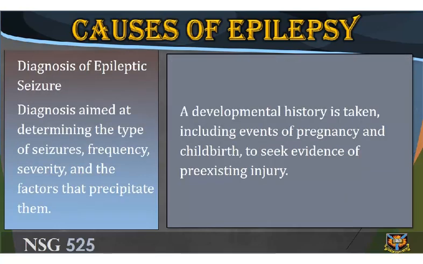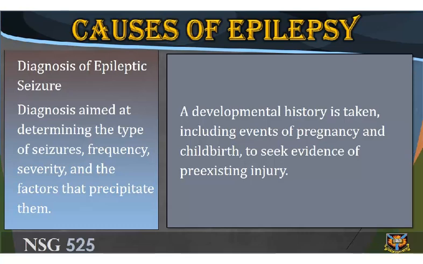Diagnosis of epileptic seizure. Diagnosis aims at determining the type of seizure, frequency, its severity, and the factors that precipitate them. A developmental history is taken, including events of pregnancy and childbirth, to seek evidence of pre-existing injury. The patient is also questioned about illness or head injuries that may have affected the brain. Diagnostic examinations include biochemical, hematologic, and serologic studies.